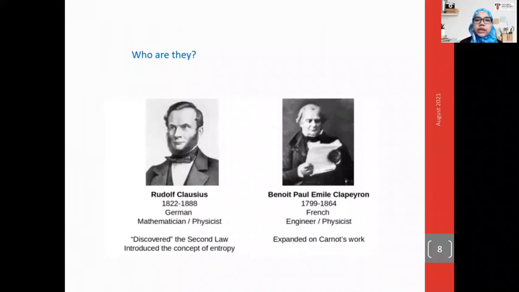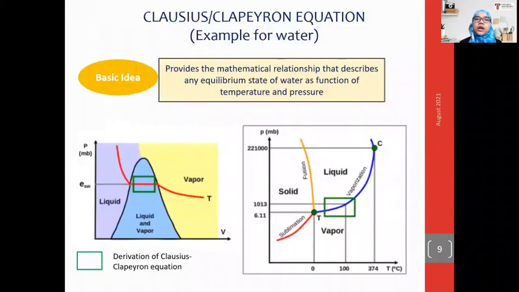These are the people who introduced the Clausius-Clapeyron equation, from Germany and France. Here is an example for water. The basic idea is that the Clausius-Clapeyron equation provides a mathematical relation that describes any equilibrium state of water as a function of temperature and pressure.